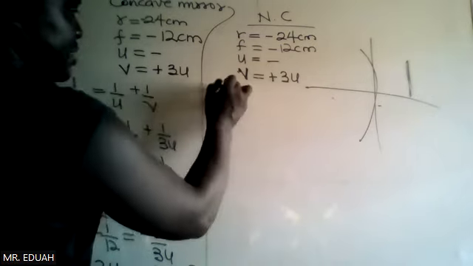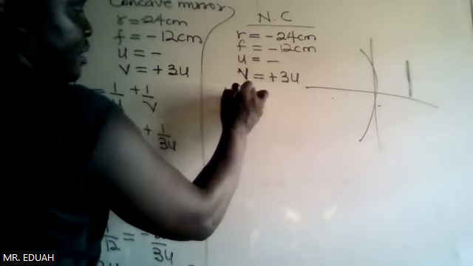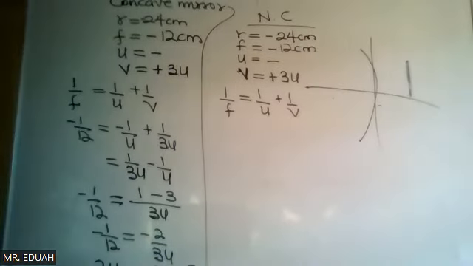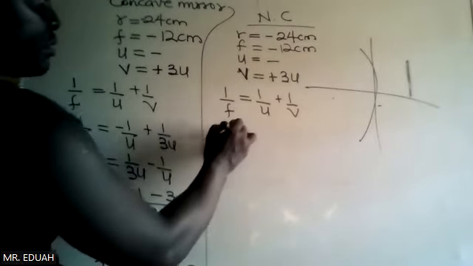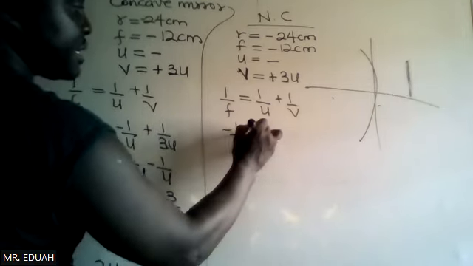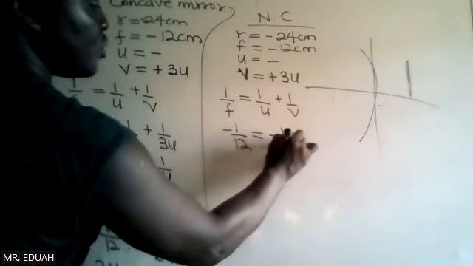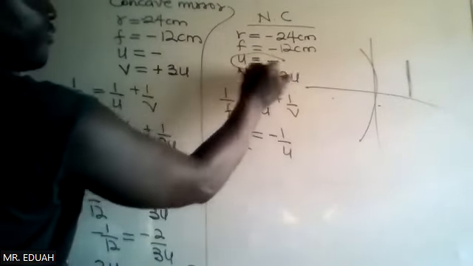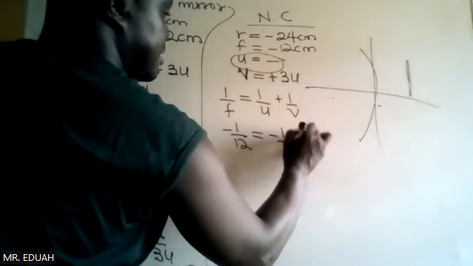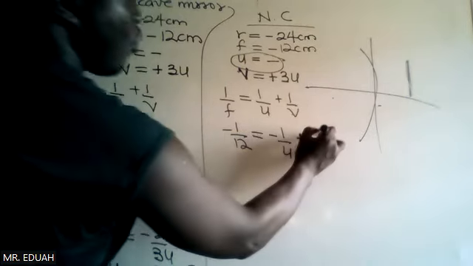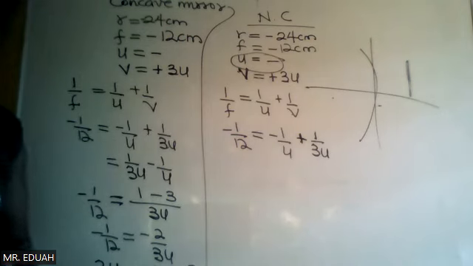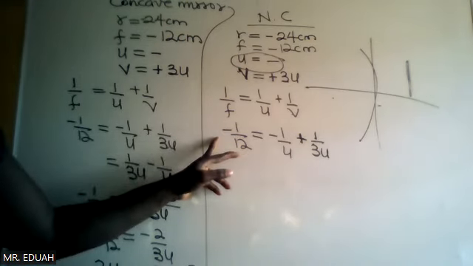So when you put this in, you have 1 on F equal to 1 on U plus 1 on V. Put in your values: minus 1 on 12 is equal to minus 1 on U, taking care of my negatives, plus V is positive, so 1 on 3U. Are we okay up to this level?